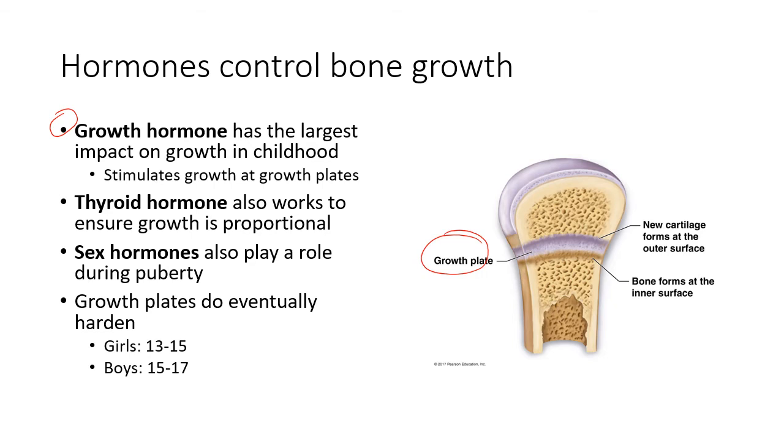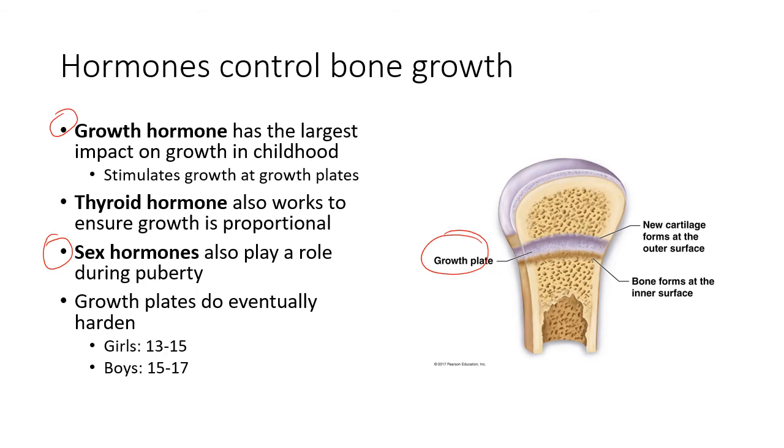Thyroid hormone also functions here. It works primarily to make sure that growth is proportional. You don't want one leg growing faster than the other. You don't want one side of the bone growing faster than the other. You want to make sure it's all fairly equal. And then once kids hit puberty, the sex hormones also start to play a much bigger role in growth overall. This is when, especially with boys, we see them shoot up and become much, much taller.